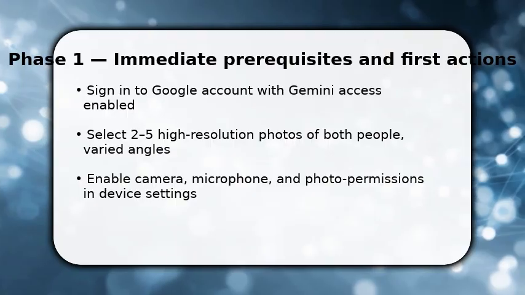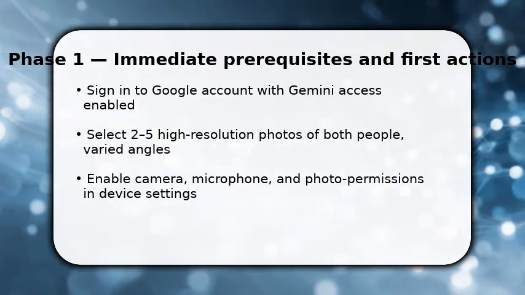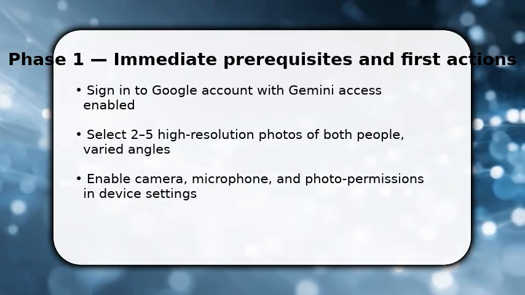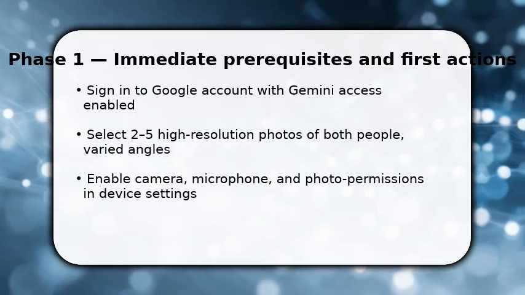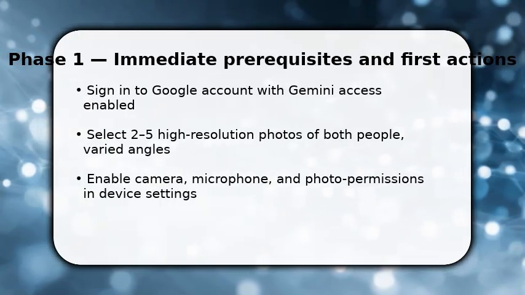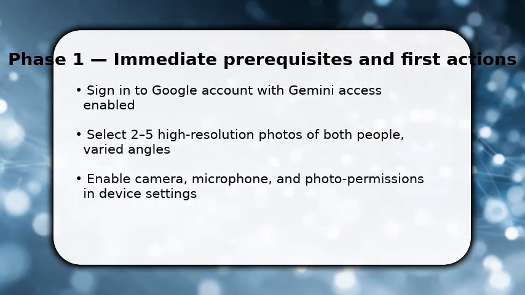You start by getting Gemini and your photos ready. Sign in to the Google account that has Gemini access. Make sure permissions for camera and photos are granted. Choose 2 to 5 clear, high-resolution images showing both people from different angles, because diverse inputs produce better composite results.